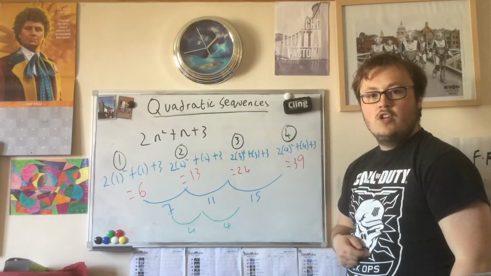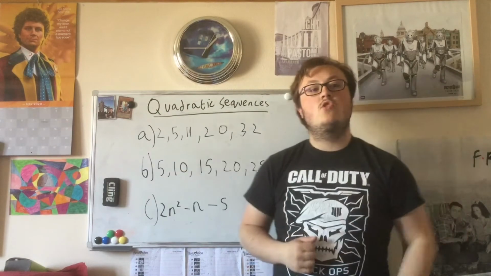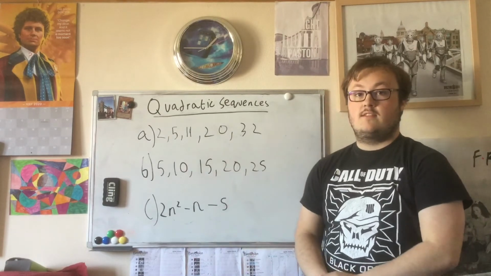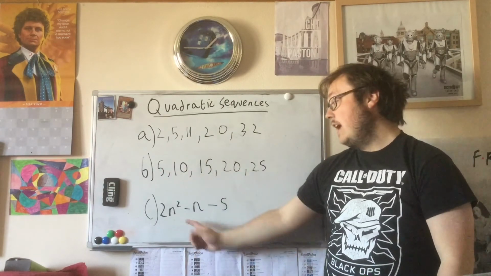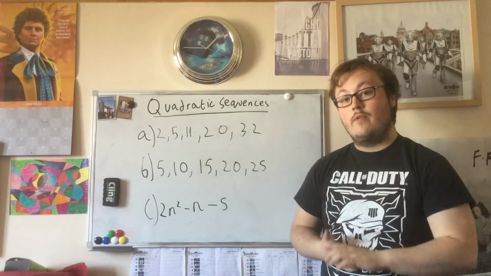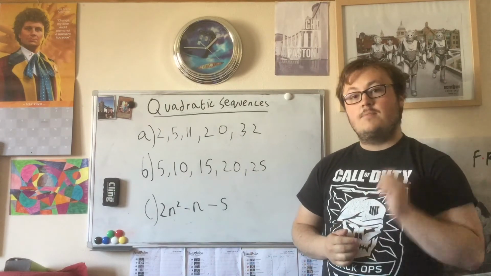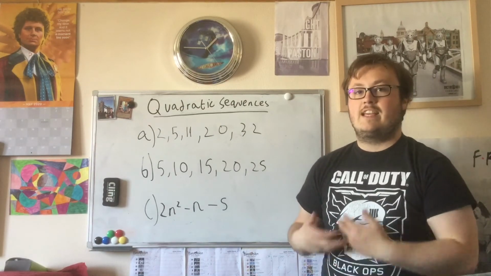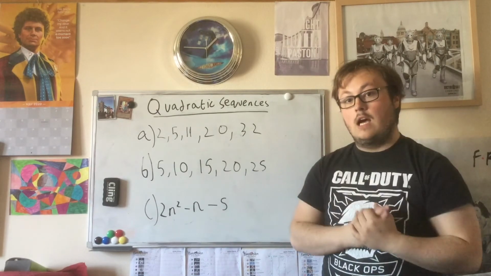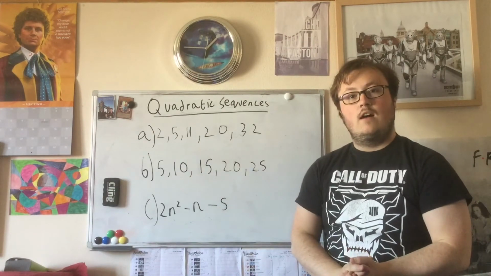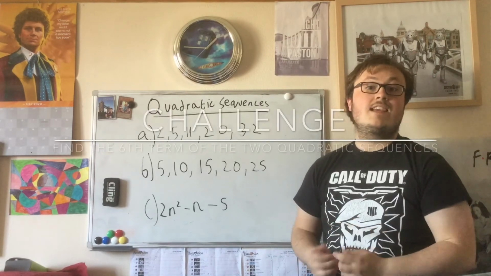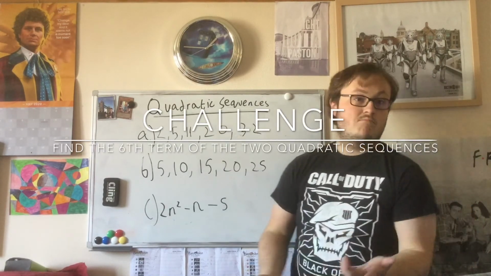Now, let's move on to the challenge. So here is your challenge for today. I have 3 sequences. 2 sequences outlined here, and the nth term of one at the bottom. I want you to find which 2 of them are quadratic, and explain why the one that isn't quadratic isn't quadratic. I also want you to find the 6th term for the ones that are quadratic. So 2 things I want you to do: find the ones that are quadratic, and then find the 6th terms for those 2. Pretty straightforward.